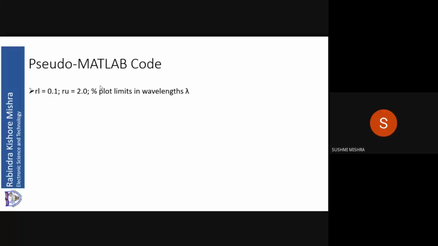You can take it to be 0.125, 0.625, but don't take it to be 0, because the moment you take it to be 0, you are coming to the origin where the field lines of force will not exist. Everything will blow up. Then the upper limit on R, RU, I am taking 2.0. You can take any value you like, 1 lambda, 1.5 lambda, etc. But I am taking it from 0.1 to 2.0. So this is my extension.